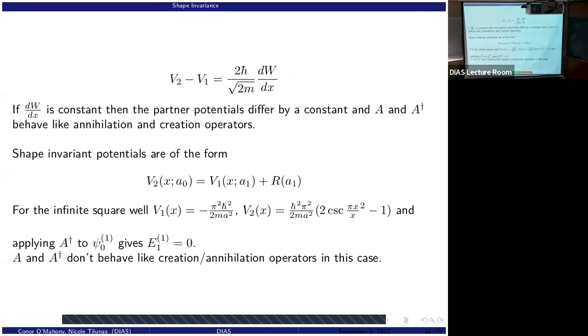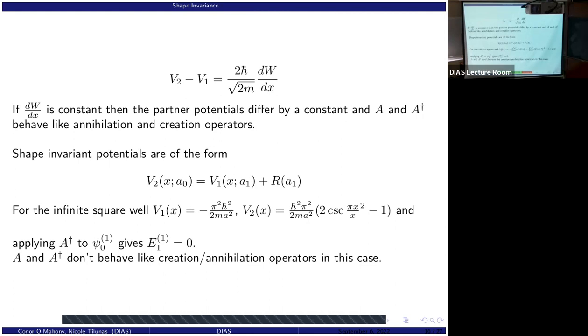So now I'm going to talk to you about the concept of shape invariance. If we subtract our two partner potentials from each other, we get a function of dW/dx. We can see here, if dW/dx is a constant, then the partner potentials only differ by a constant. This condition we refer to as shape invariance. In this case, A and A dagger behave like annihilation and creation operators. The general form of the shape invariant potential is given in the middle of the slide here.